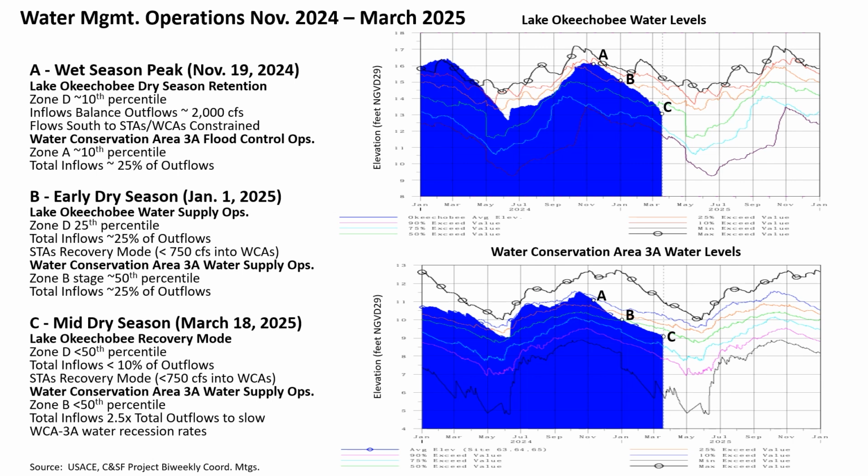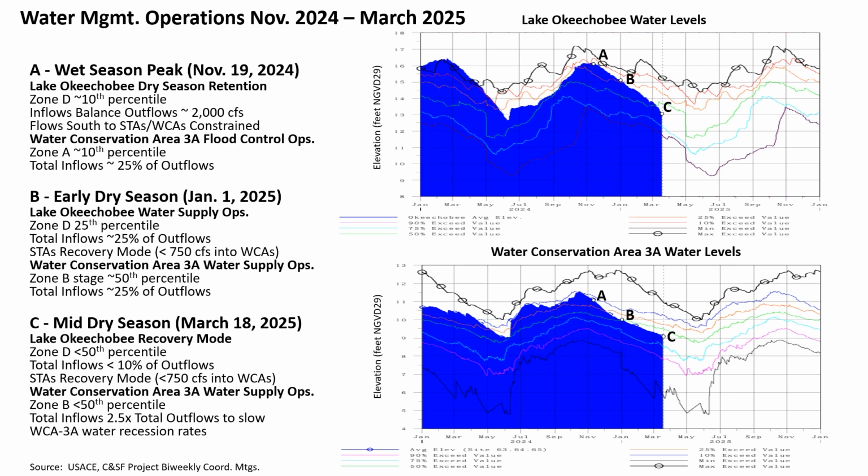The graphic shows water level hydrographs for Lake Okeechobee, top graph, and Water Conservation Area 3A, bottom graph. The text describes changes in water management operations as we transition from the 2024 wet season to the 2025 dry season. In the middle of November 2024, point A on the graphs, water levels in Lake Okeechobee were at their annual peak at just over 16 feet.